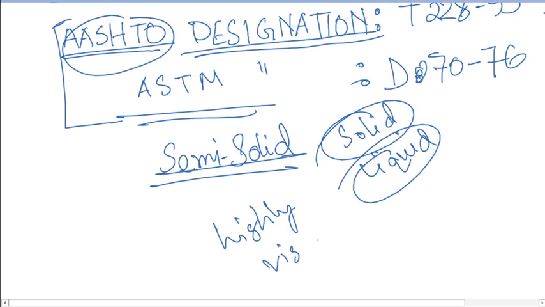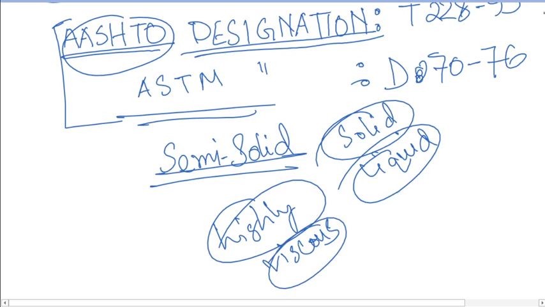Highly viscous materials, which you might assume to be liquid, but it is not as liquid as it can be. It cannot flow like ordinary liquids such as water. It will not flow like that. The flow will be interrupted because of its high viscosity, and that's why we say this is the semi-solid state. And an example of semi-solid bituminous material is the bitumen, the asphalt, which we always use in our highway construction.